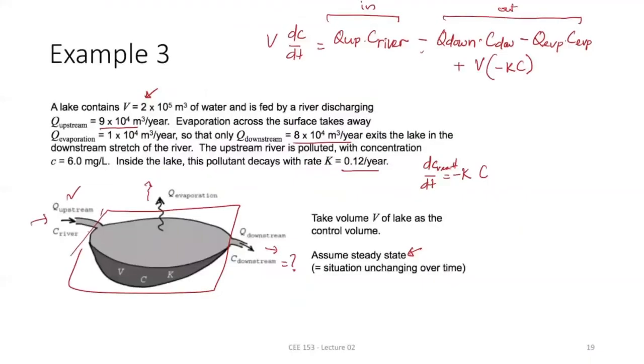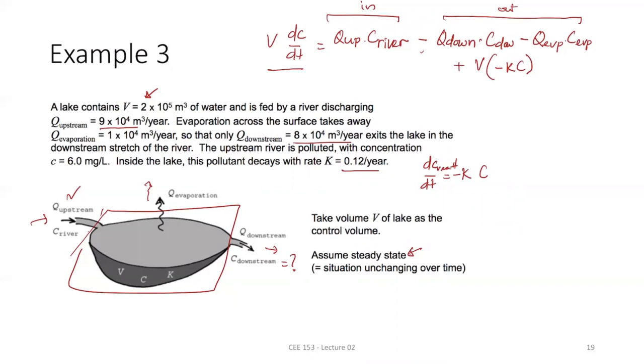Again, let's reiterate what we did. We wrote the mass balance equation. We identified different terms. We assumed that this is steady state, so that's why one of the terms is zero. We also assumed that the concentration in the evaporated water is zero because contaminants can't evaporate unless it's volatile, but that's another story. It's not given here, so you can assume that's zero.